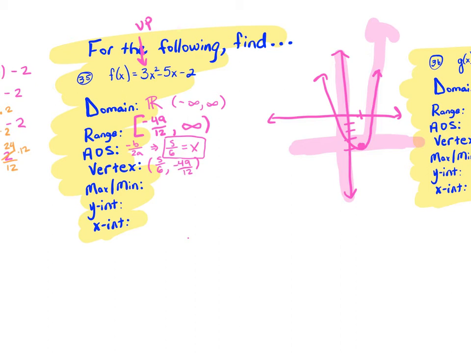All right, let's look at max and min. Do we have a maximum value or a minimum value at our vertex? A minimum value. And what is that minimum value? Negative 49 over 12. So remember, the x value in your vertex is always the same as your axis of symmetry. The y value in your vertex is always the same as the max or min.